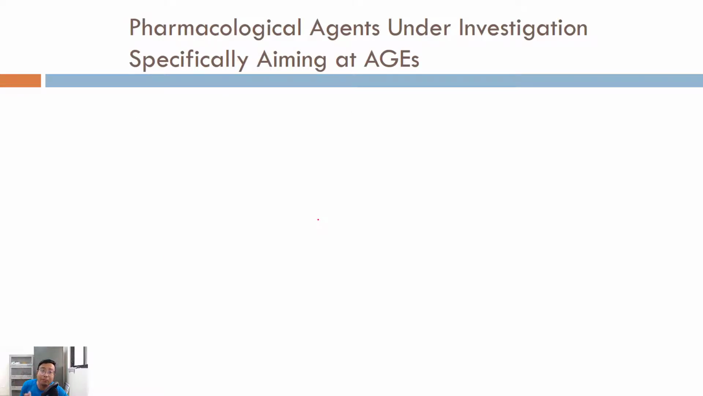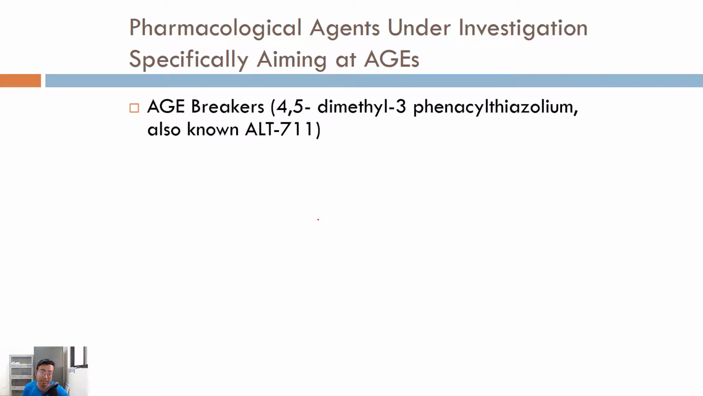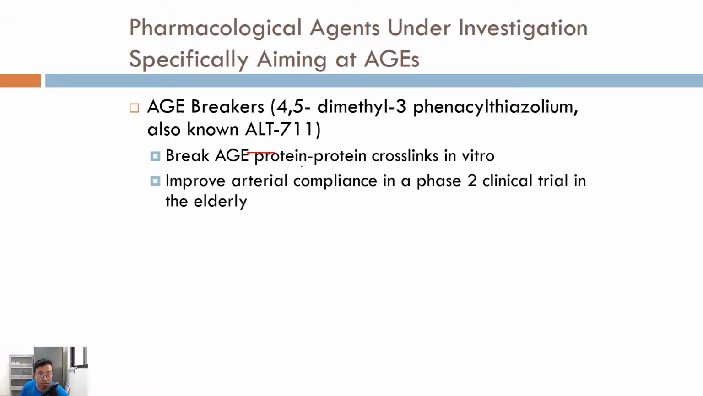Now these were the dietary supplements. Now we are looking into specific drugs. What are the specific drugs that are aimed at reducing AGEs? Age breakers, ALT-711, 4,5-dimethyl-3-phenacylthiazolium, right? Sorry for mispronouncing the drug. Anyway, they help in breaking the advanced glycation end product protein cross-links in vitro, in test tubes, and they have been shown to improve arterial compliance in a phase 2 clinical trial in the elderly. So they have a definite potential.